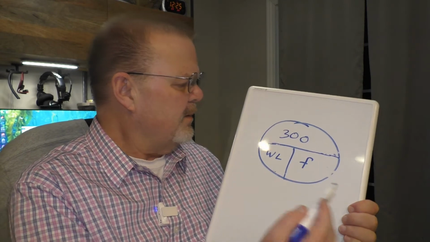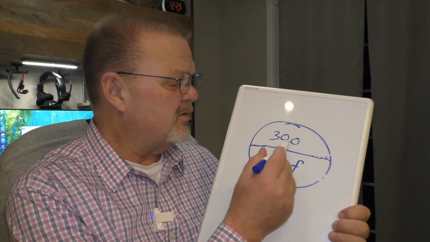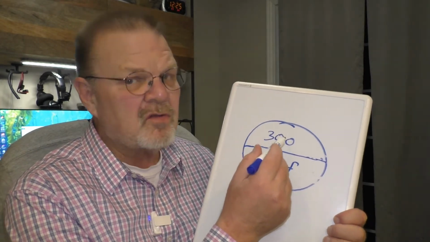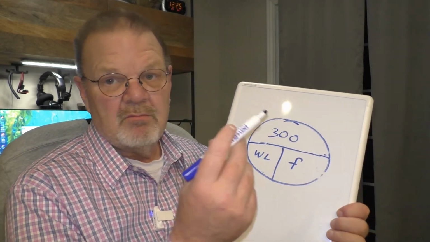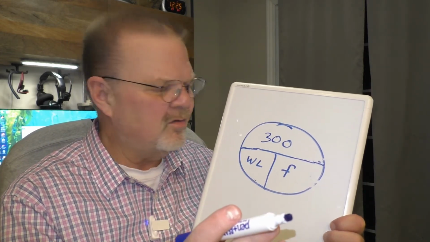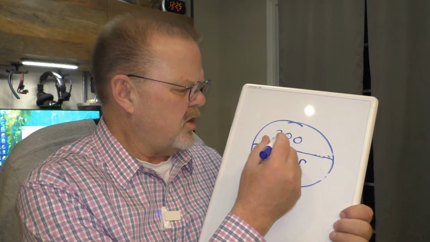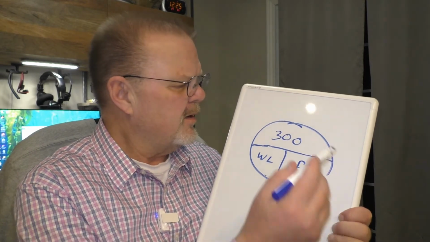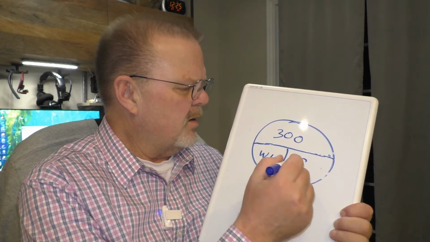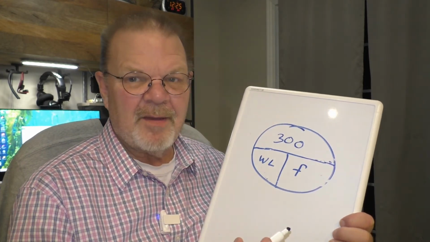And again, wavelength times frequency is going to equal something pretty close to 300. Close enough that you can narrow your answers down. Find the closest one to that. Frequency is equal to 300 divided by the wavelength, and wavelength is 300 divided by the frequency.